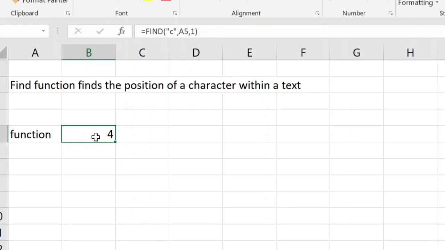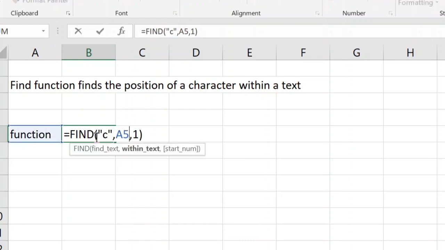Now if you see the formula, there are two or three things. The first is find text, very simple: what we want to find, that is the C. The second is within text: within which text we want to find this C? Very clear, the text, so we will select A5. Now coming to start num.